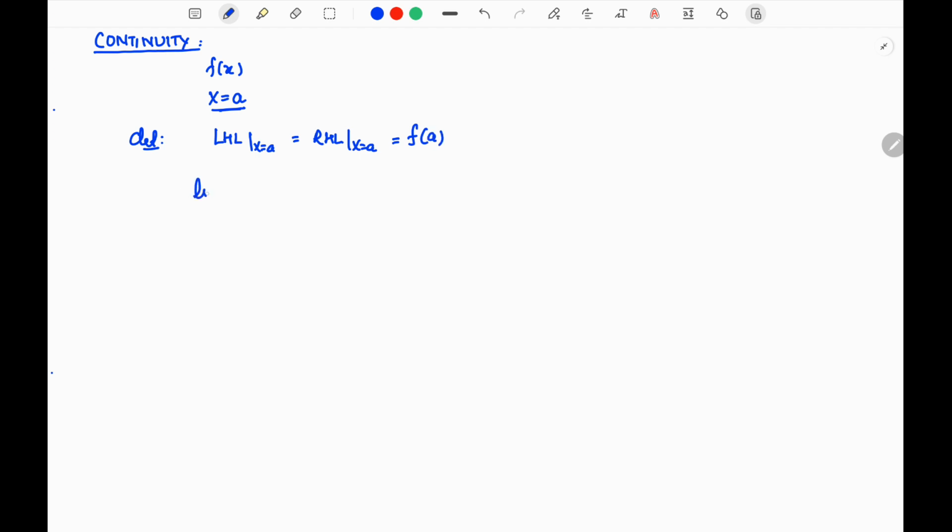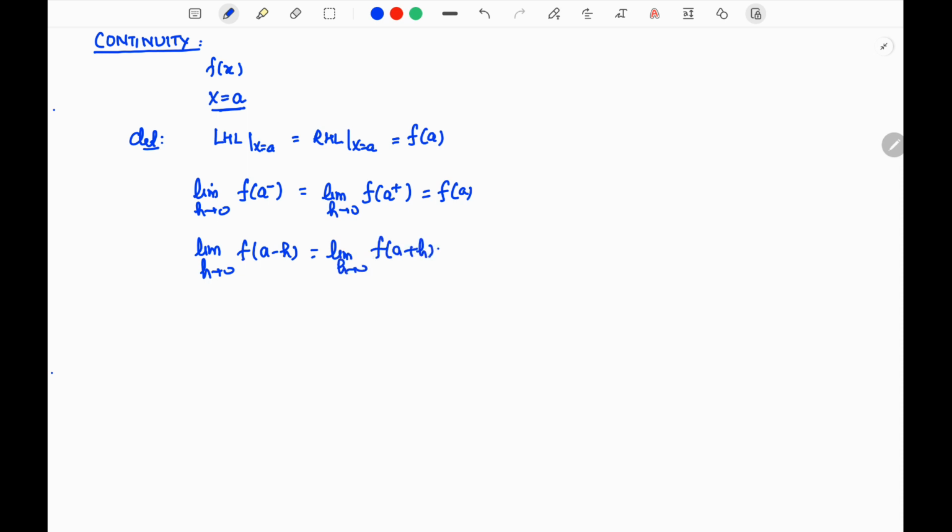That means we can write that limit h tends to 0, for the left hand limit we will write f(a minus), is equal to limit h tends to 0, and the right hand limit is f(a plus), and that should be equal to f(a). Also we can write it as limit h tends to 0 of f(a minus h) equal to limit h tends to 0 of f(a plus h), and it is equal to f(a).